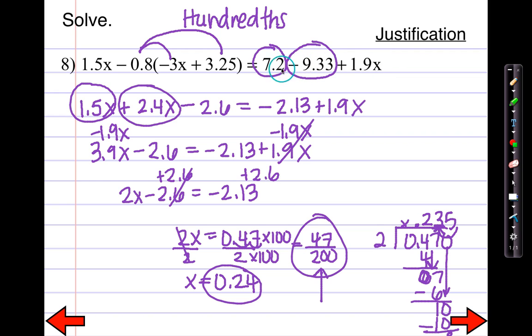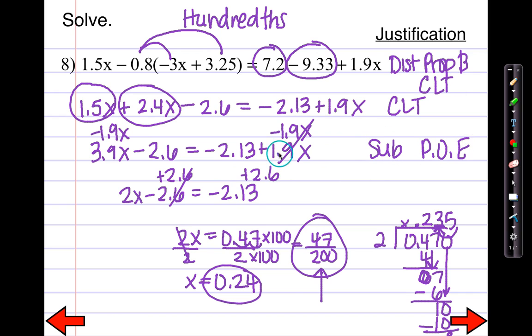So one last step is justify every single step. Here we did 2 things. We distributed, so that's using the distributive property, but we also combined like terms on this side. At this step, I definitely was combining like terms, so I'm going to go ahead and justify that there. Here I subtracted from both sides, so that was using the subtraction property of equality. Here I added to both sides, so that's using the addition property of equality. And last but not least, this final step right here, I divided both sides by 2, so that was using the division property of equality.